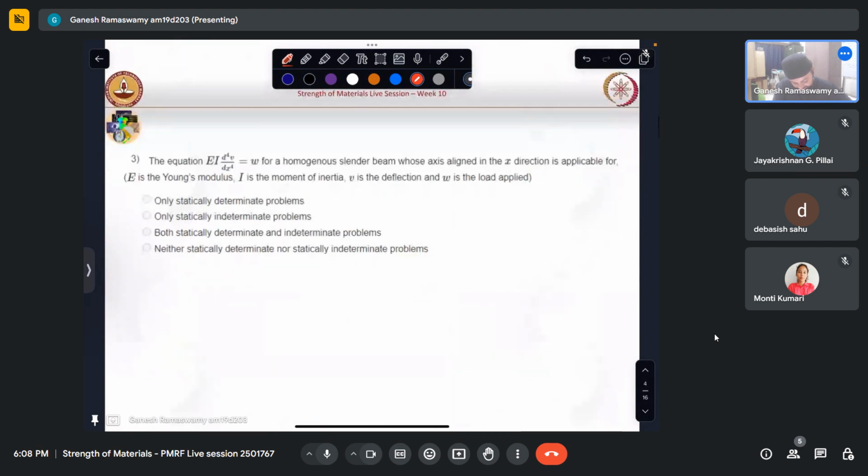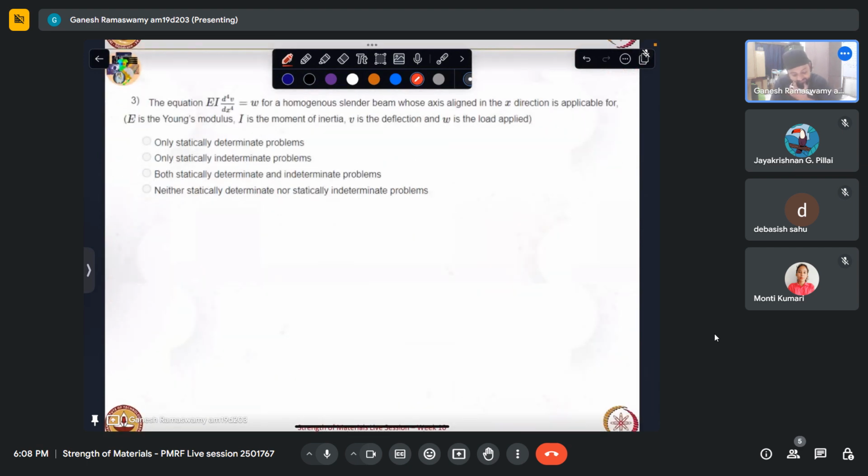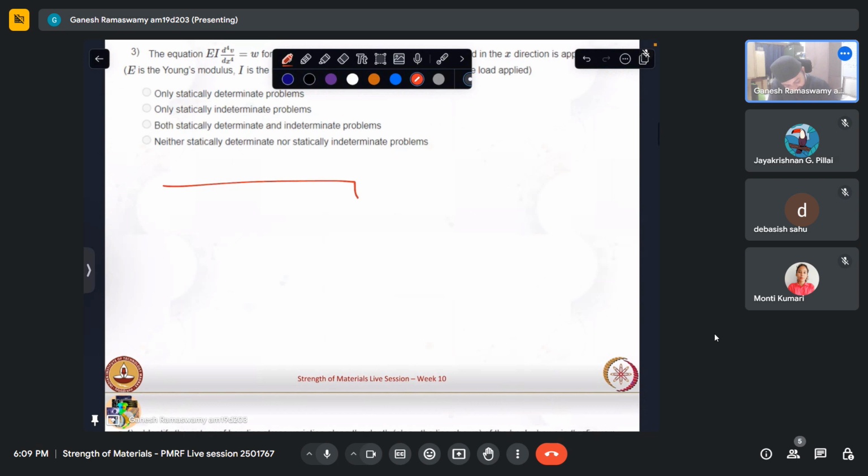All right. So the equation EI d4V by dx power 4 equal to W, for a homogeneous slender beam whose axis is aligned with the x direction, is applicable for which of these cases? E is the Young's modulus, I is the moment of inertia, V is the deflection, and W is the load applied. So what we are saying is we have some loaded beam like that. This is a UDL. You can just assume that to be a UDL. Some units, some load.